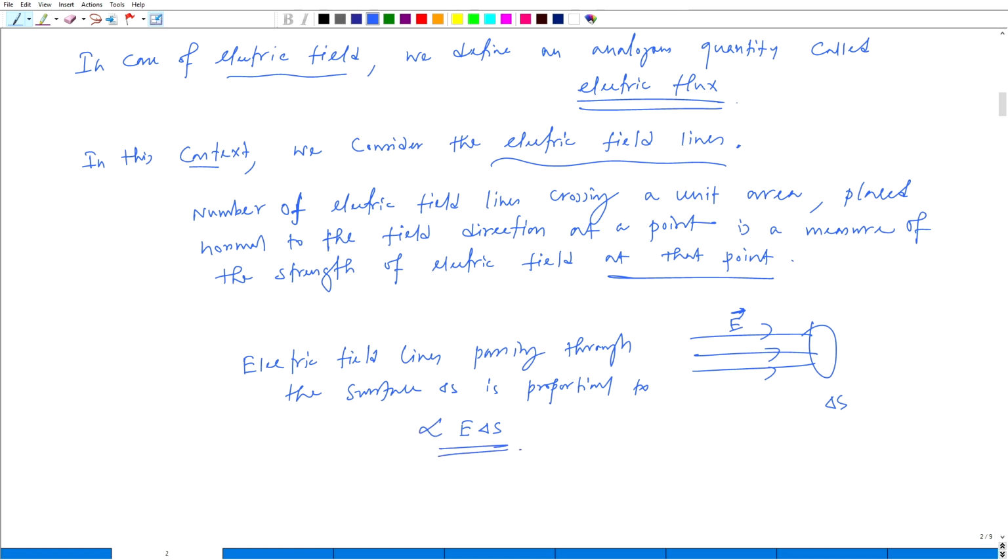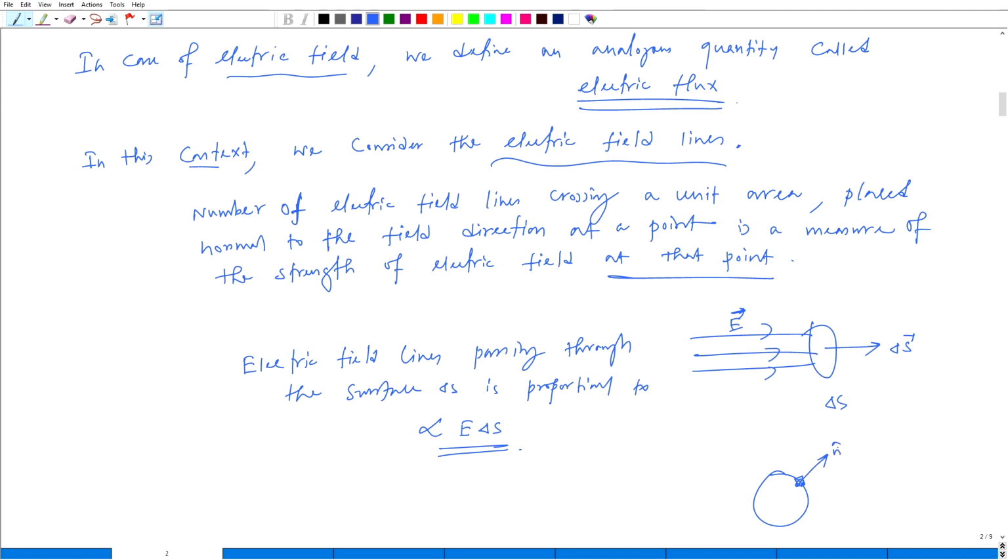Now if we consider a closed surface, here we consider a planar surface, that means the area vector is perpendicular to the surface, ds vector or delta s vector. Every area element of a closed surface is taken in the direction of the outward normal. Let us consider a sphere, a closed surface, and a small area element on its surface is always taken in the direction of the outward normal.